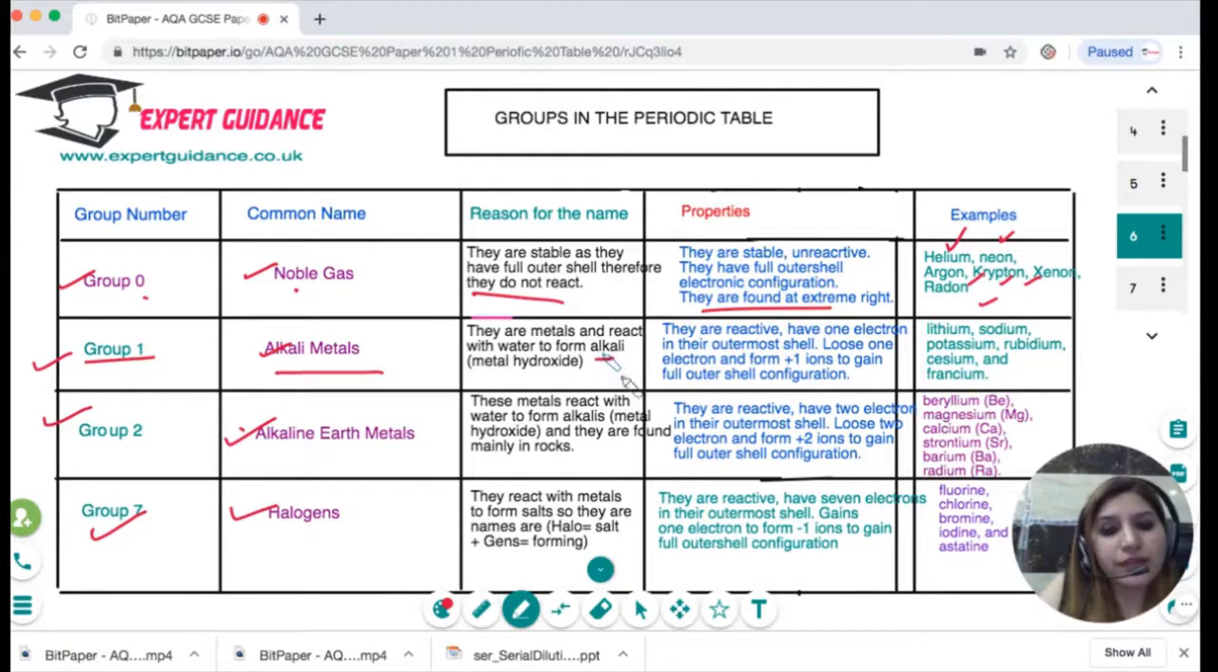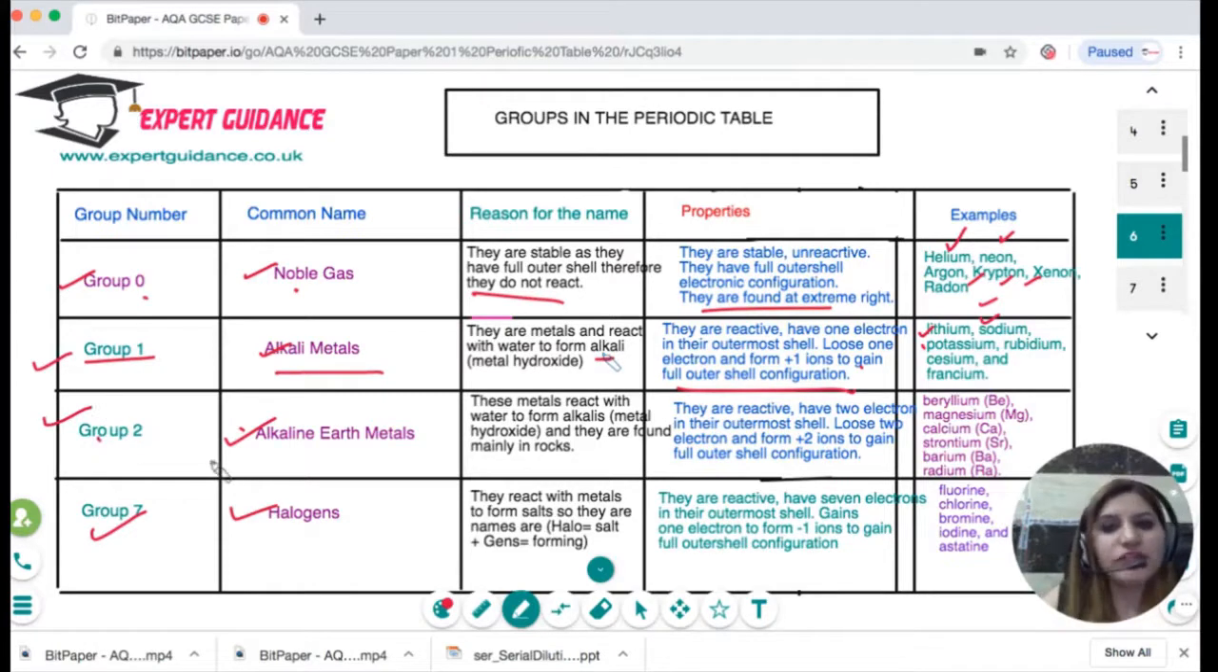So what will be the properties of alkali metals? They are reactive. They have 1 electron in the outermost shell. They lose 1 electron to form a positive 1 ion and gain a full outer shell configuration by losing 1 electron. Example, list all the elements which are to the extreme left. And what are they? Lithium, sodium, potassium, rubidium, cesium, and francium.